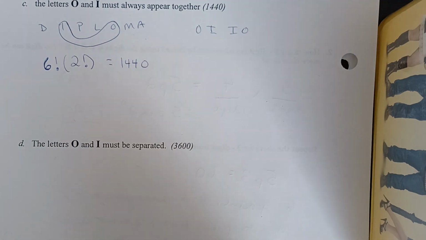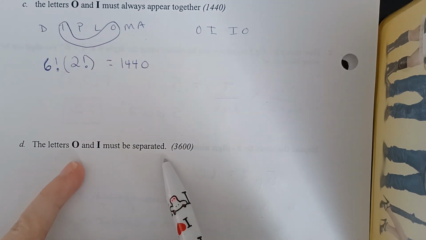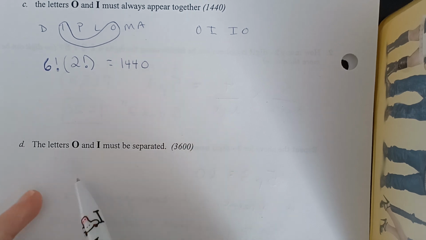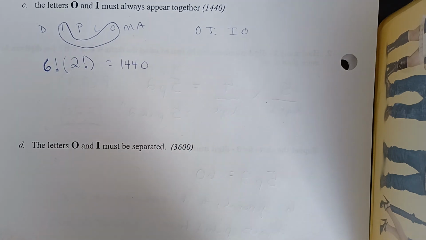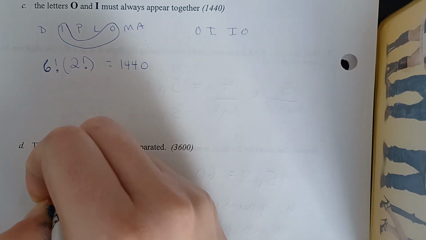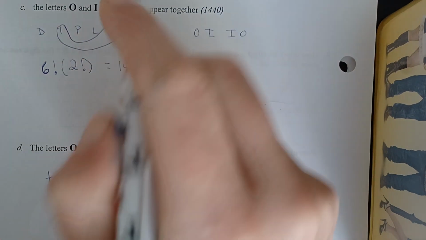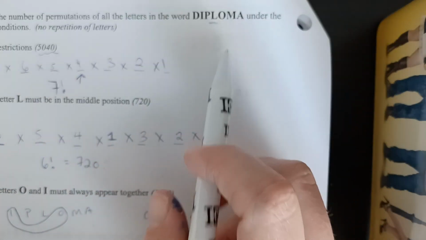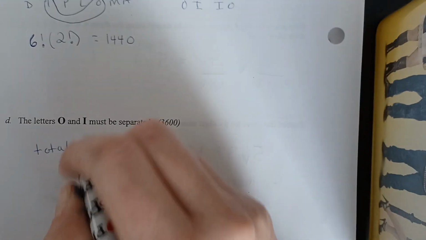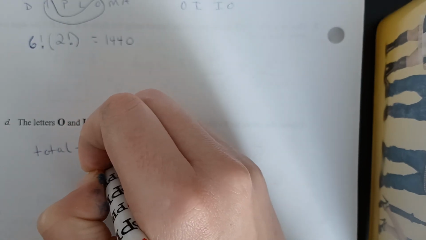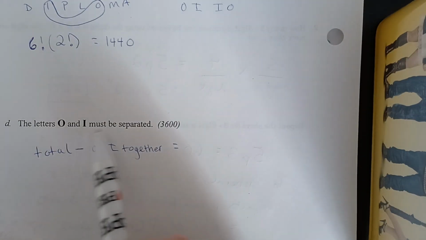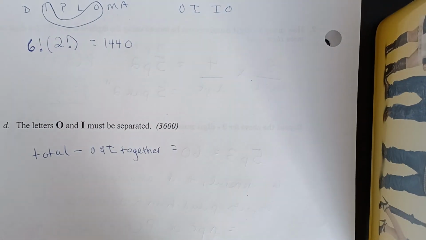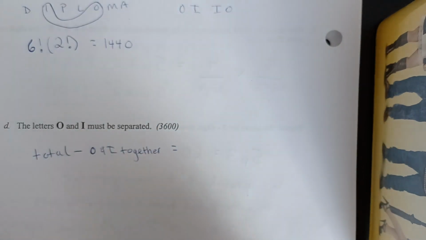These questions are trickier as well. When objects must be separated, it's easier to do all of the possibilities, subtract what you're not looking for to get what you are looking for. In this case, it's easier to do the total number of ways we can rearrange diploma, and if we subtract from the total all the ways O and I are together, we will be left with only the arrangements where O and I are separated, right?